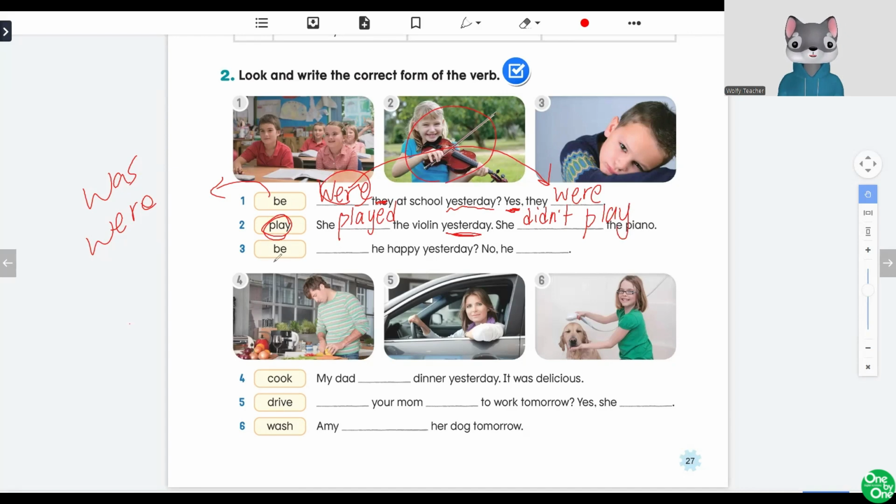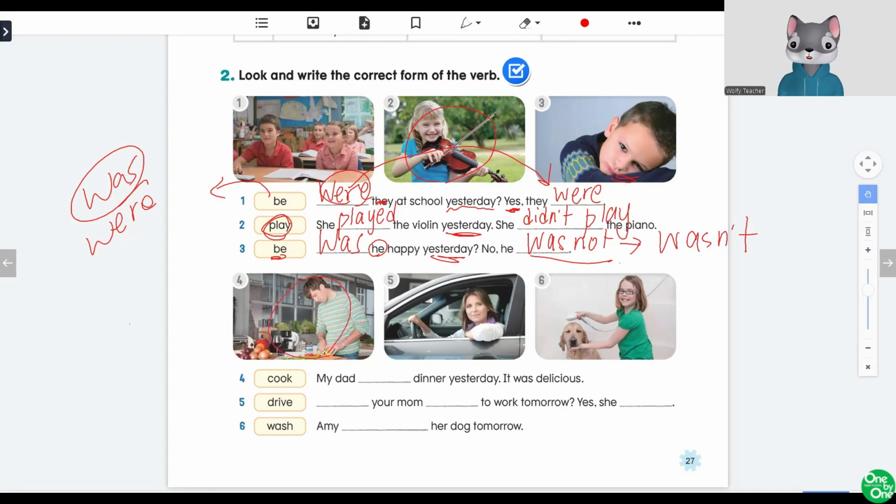Fantastic. Now, this is a be verb again. Yesterday, it's a he this time. It's not going to be were, so which one would it be? Of course, it's going to be was. Fantastic. Was he happy yesterday? Look at his face. He's sad. Just like me. So, what would it be? No, he was not. Yes, but we can put this into a shorter form, which means wasn't. Fantastic.